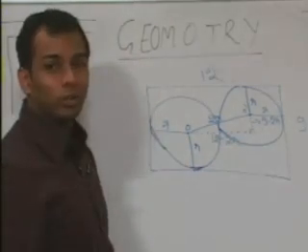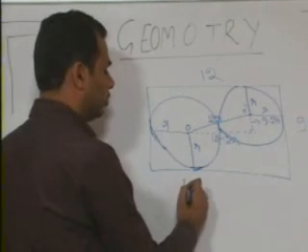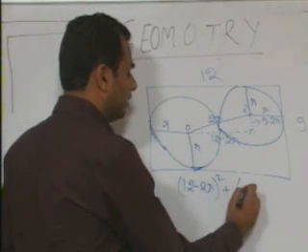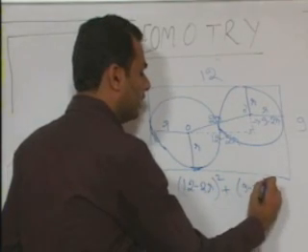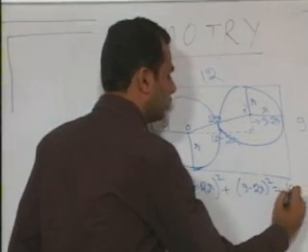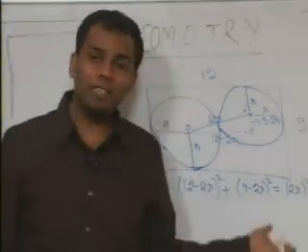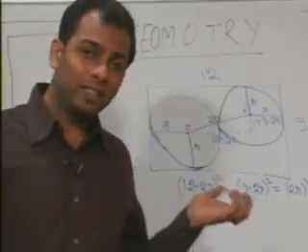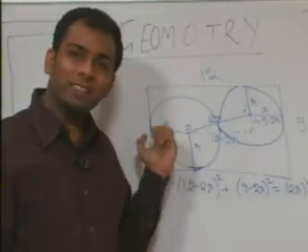Now again apply the Pythagoras theorem for this triangle, which is (12 minus 2r) whole square plus (9 minus 2r) whole square is equal to (2r) whole square. And now again by solving this equation, we can find out what is the value of r. So even if you look at all the last three equations, we are applying the same funda here.